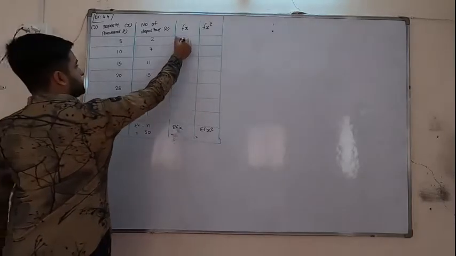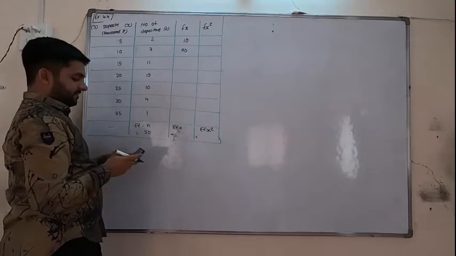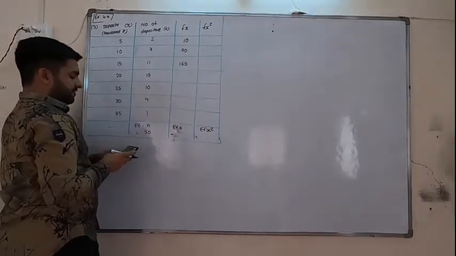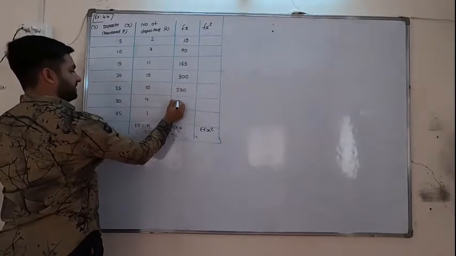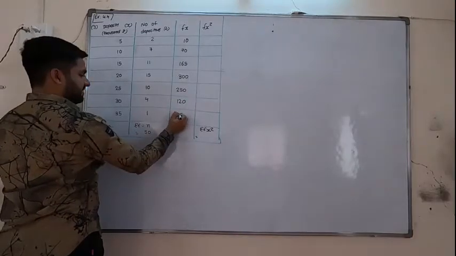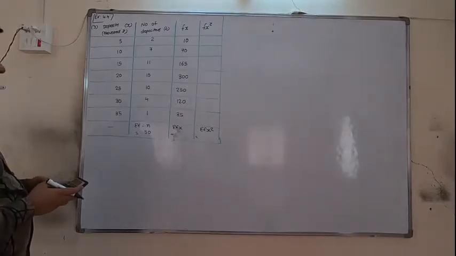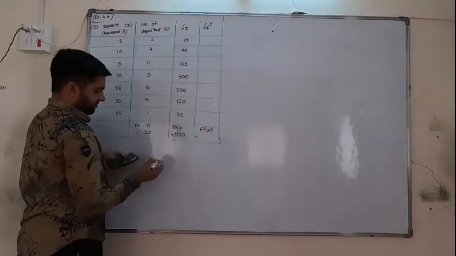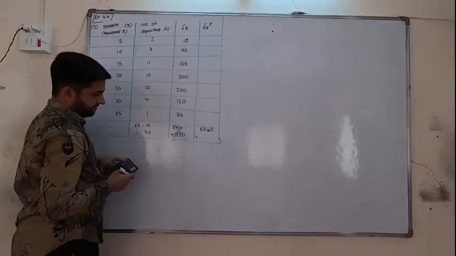So fx: 5 2s are 10, 10 7s are 70, 15 into 11, 165. 20 into 15, 300. Here 25 into 10, 250, 3 4s are 120, 35 ones are 35. So 10, 70, 165, 300, 250, 120 and 35, so 950.